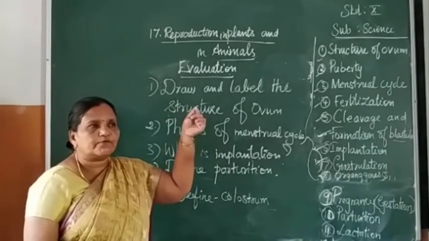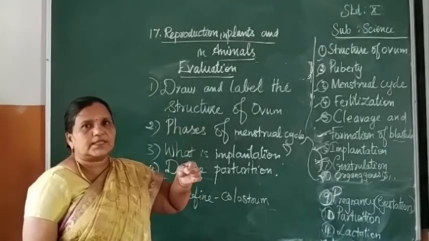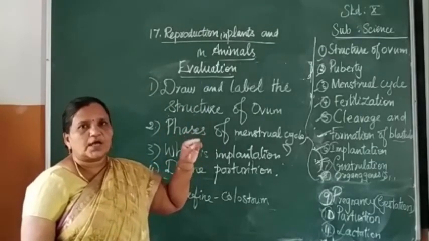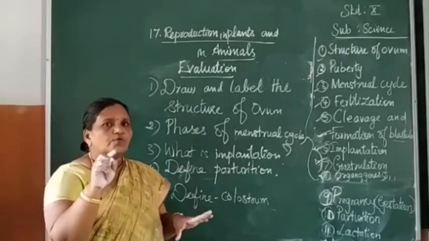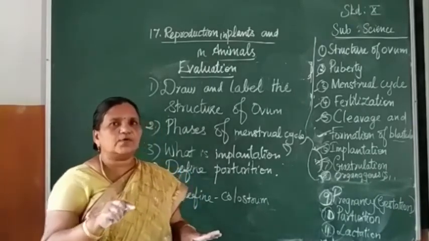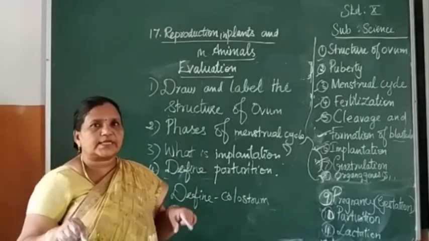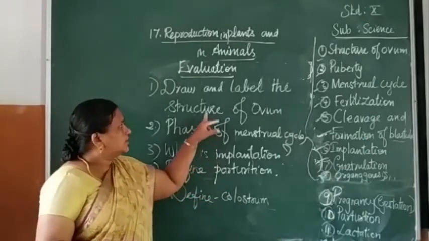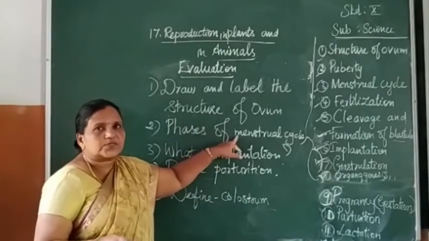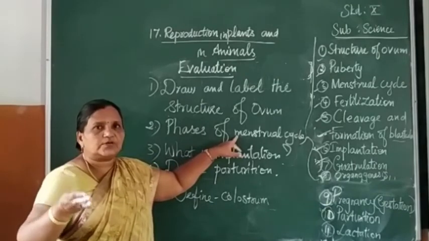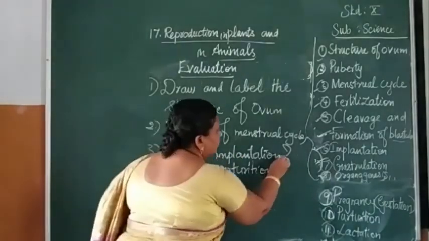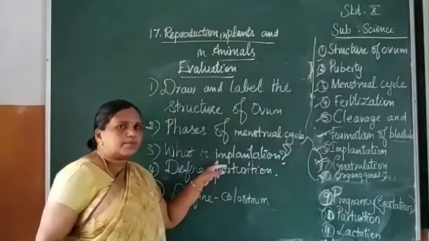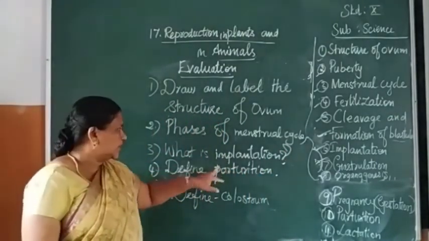So when you are drawing the diagram, all the three layers of the egg membrane you have to mention properly, and the follicle cells which are the outer covering, the corona radiata, and on the interior side the nucleus and cytoplasm. For the phases of the menstrual cycle, only the 4 names you have to mention. Then what is implantation: blastula implantation in the endometrium of the uterine wall, that you also have to explain.